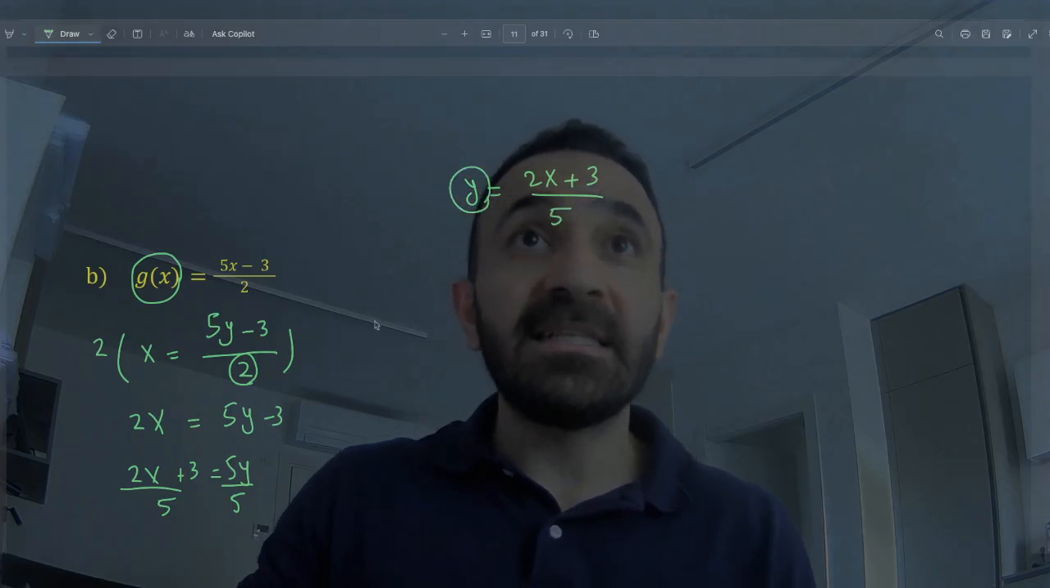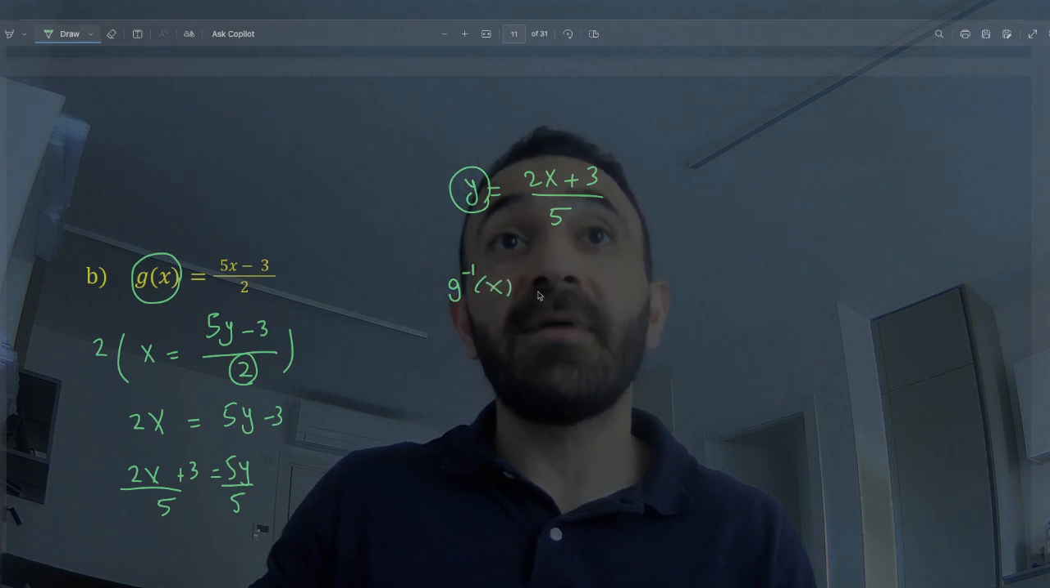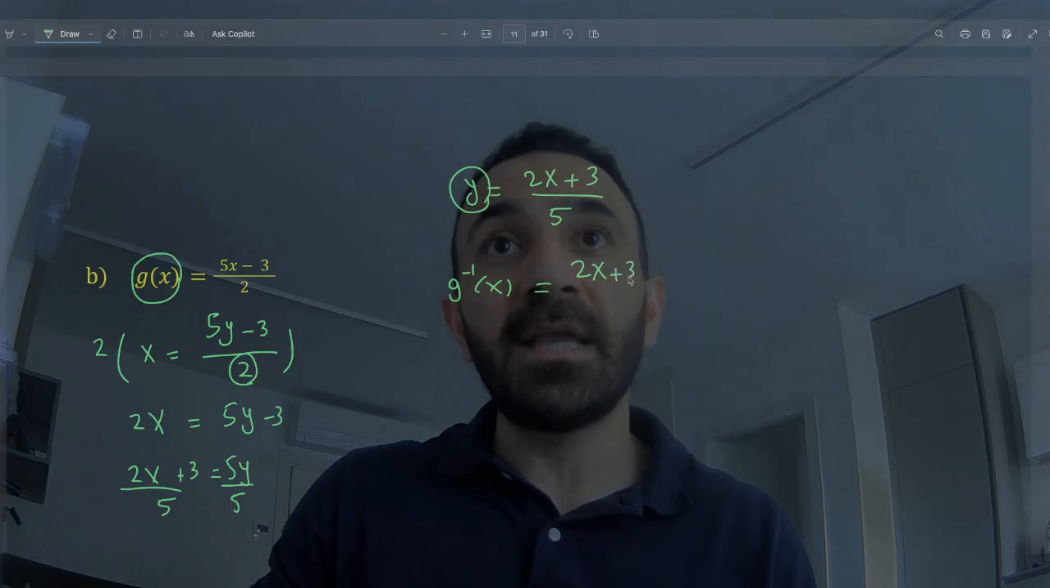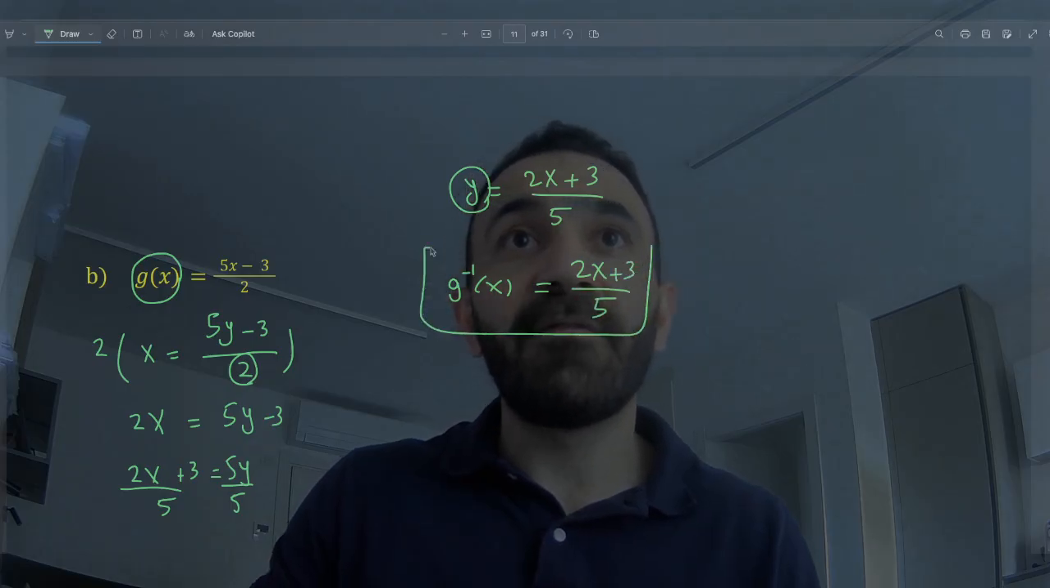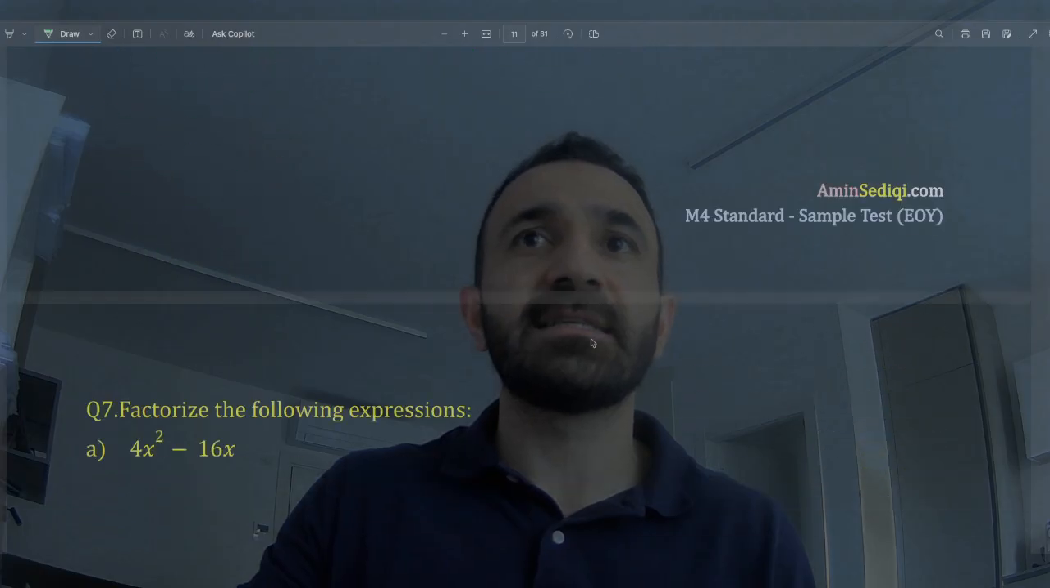At the end, instead of y, I'm going to put the notation of the inverse function, g minus 1 of x equals (2x plus 3) divided by 5. 2x plus 3 divided by 5, yes.